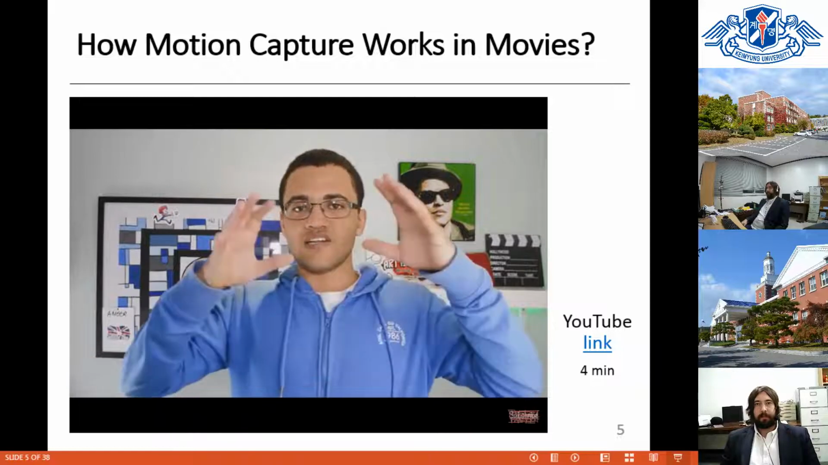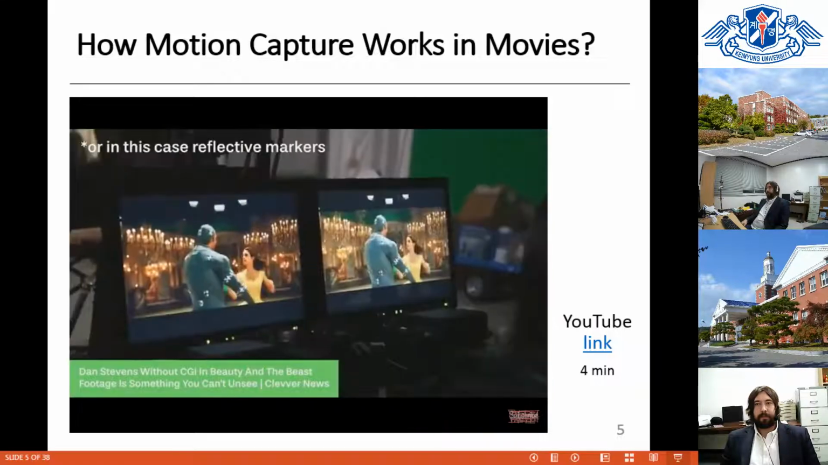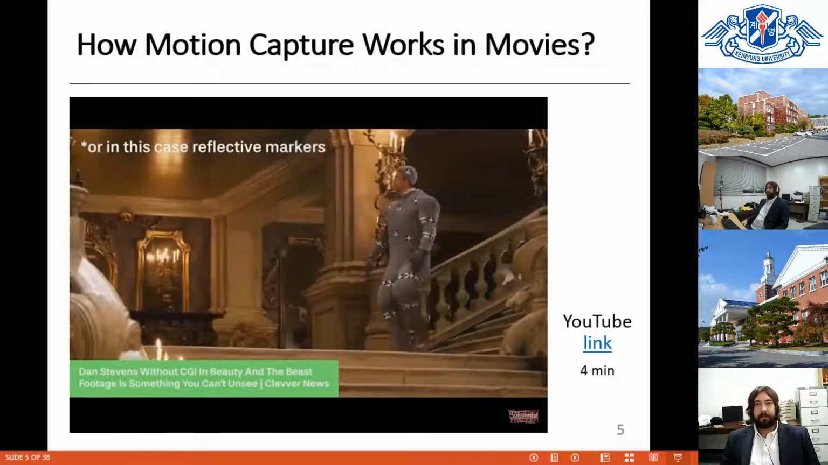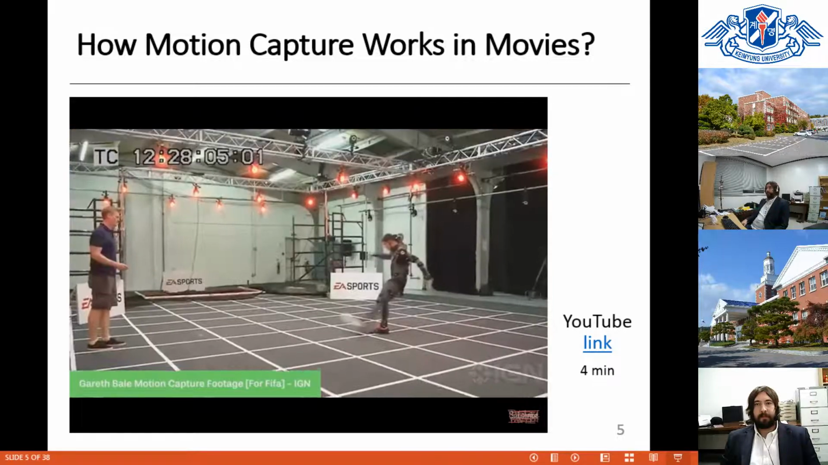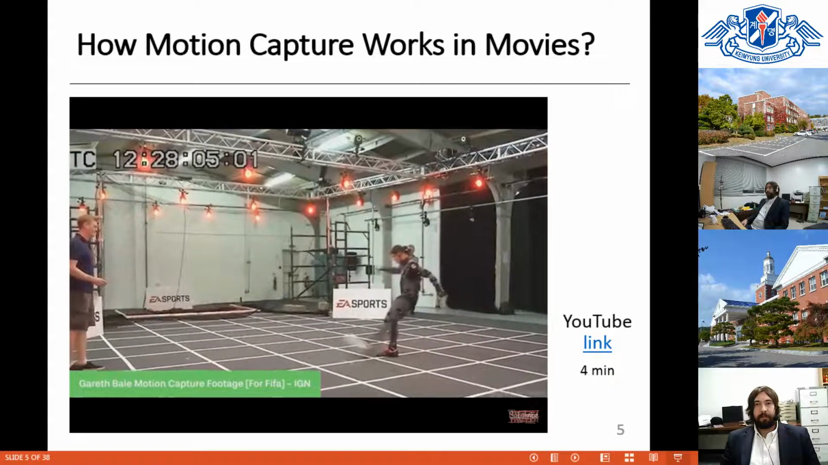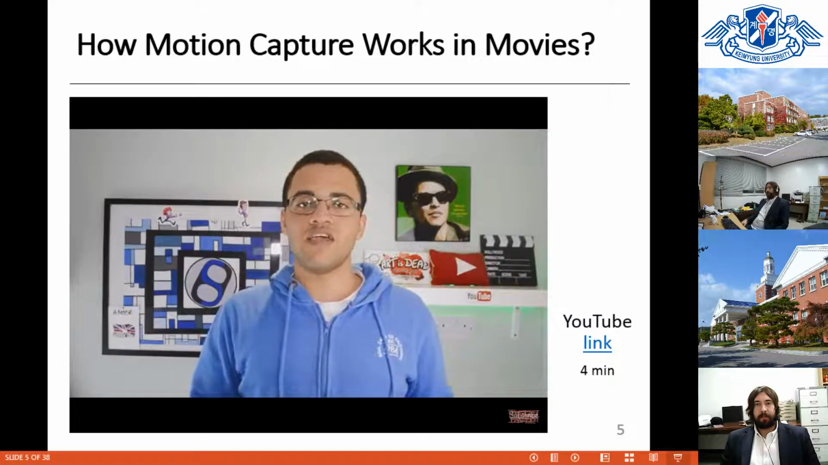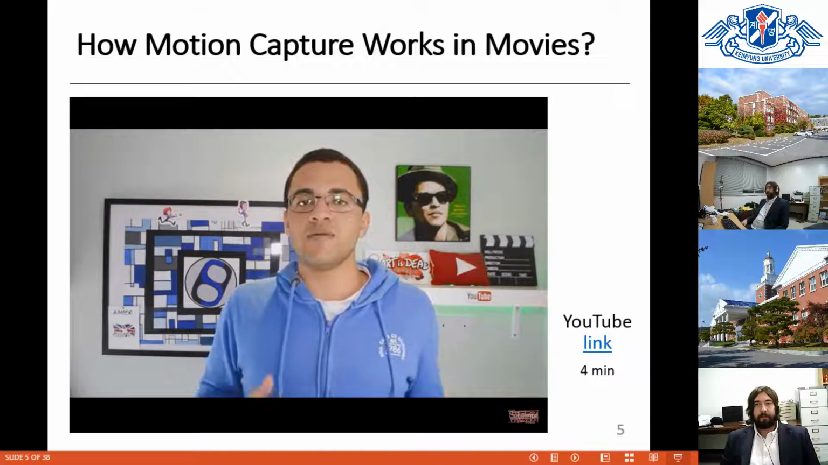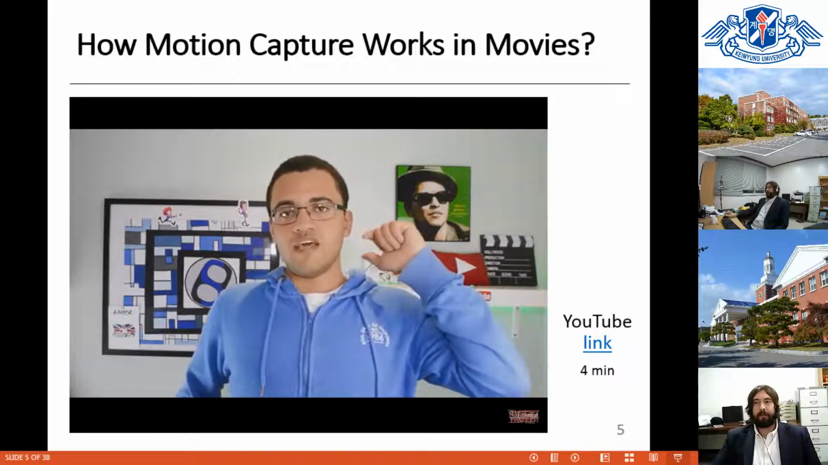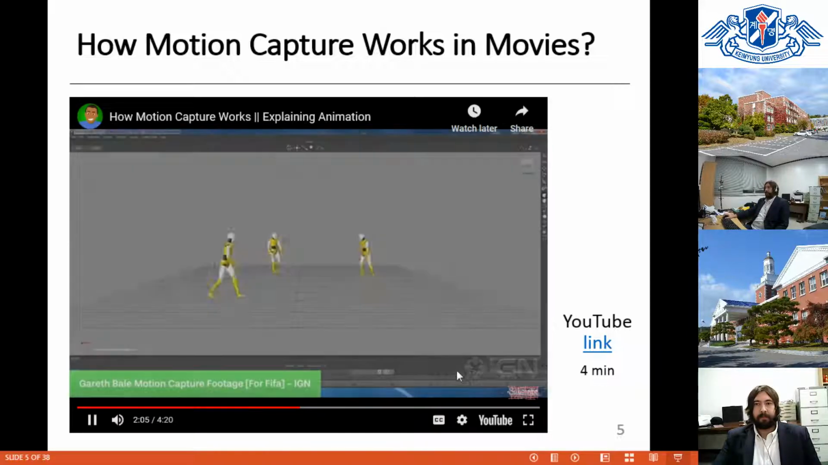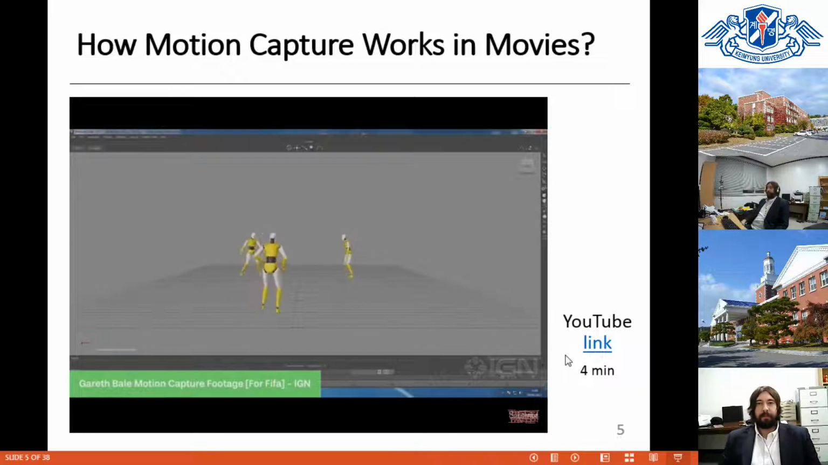It uses these kind of reflective spheres that are placed strategically along a suit that a person wears. And how this works is that there's infrared lights all around the cameras, and this infrared light shoots off, hits the reflective spheres and bounces back, and the time it takes between leaving the camera to coming back to the camera is used to animate a virtual actor.